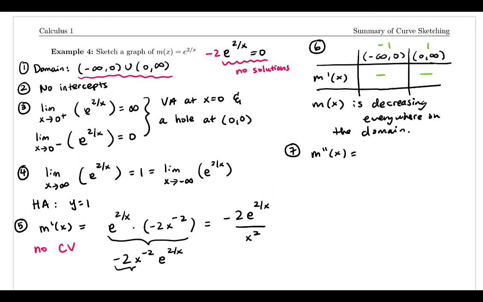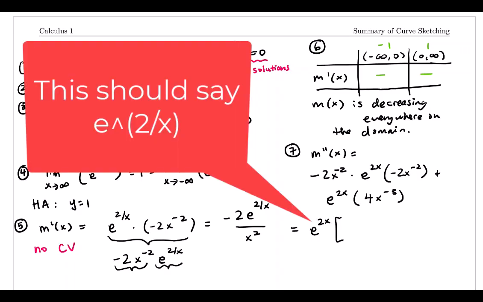So if I think about this as the first function and then this as the second function, let's use product rule. So I have first times the derivative of the second plus the second times the derivative of the first. I think I'm missing a negative sign here in the exponent. There we go. And now I notice that both of those have an e to the 2x. I'm going to factor that out.